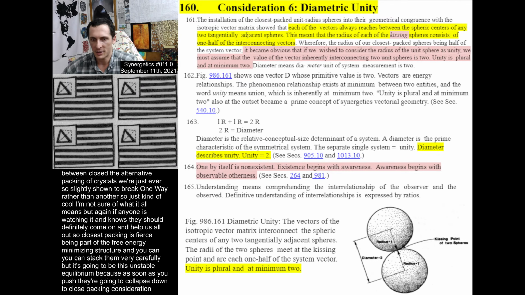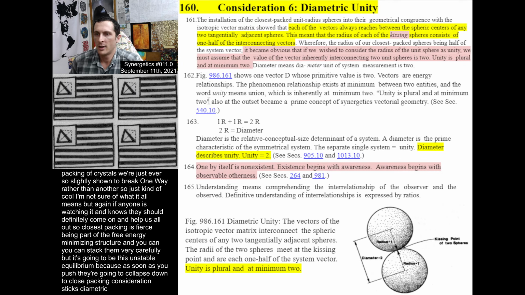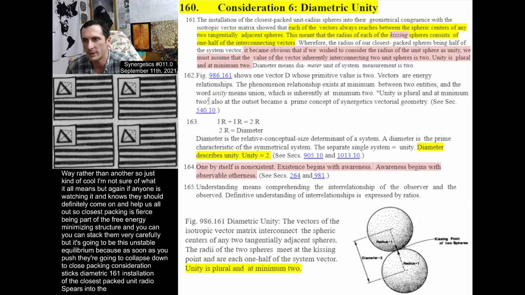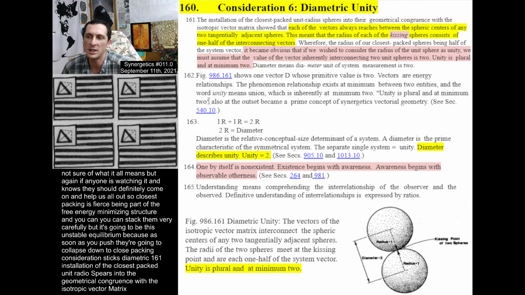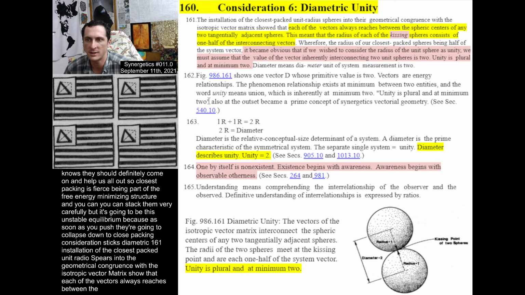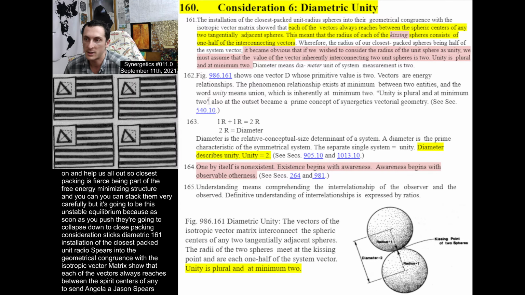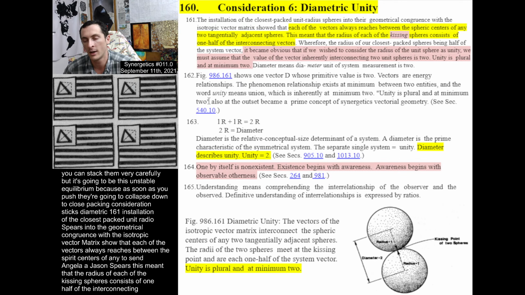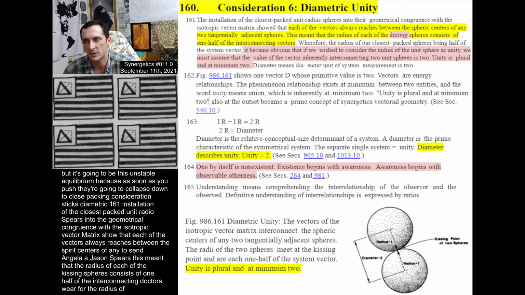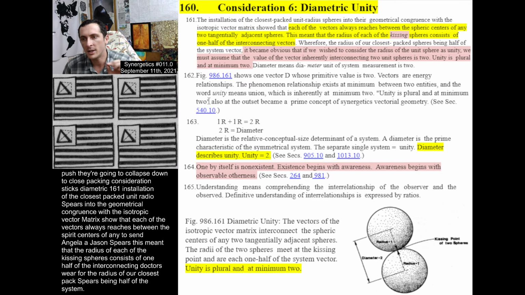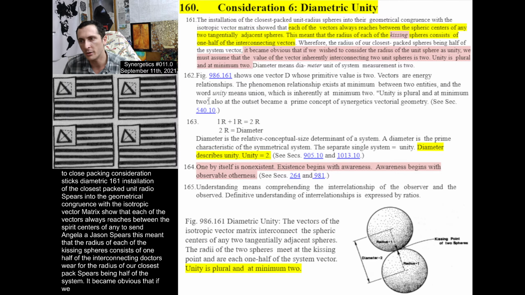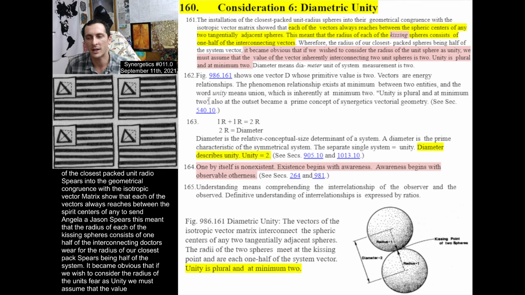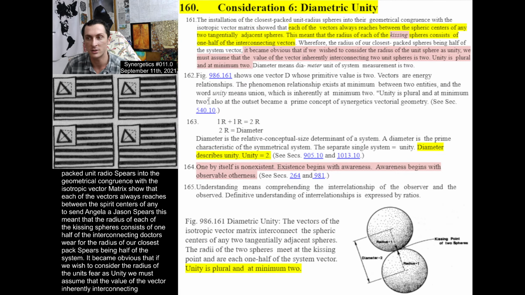Consideration 6, diametric unity. 161. The installation of the closest packed unit radius spheres into their geometrical congruence with the isotropic vector matrix show that each of the vectors always reaches between the spheric centers of any two tangentially adjacent spheres. This meant that the radius of each of the kissing spheres consists of 1/2 of the interconnecting vectors. Wherefore, the radius of our closest packed spheres being half of the system vector, it became obvious that if we wish to consider the radius of the unit sphere as unity, we must assume that the value of the vector inherently interconnecting two unit spheres is 2.